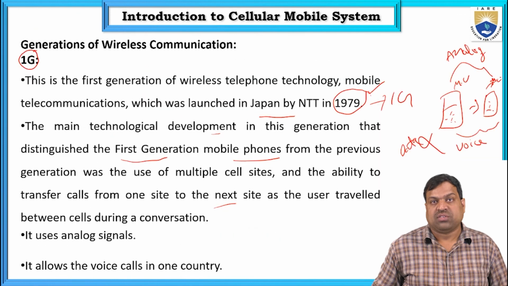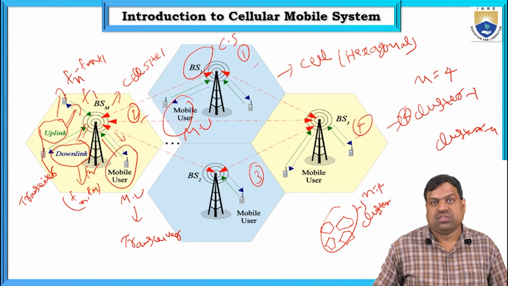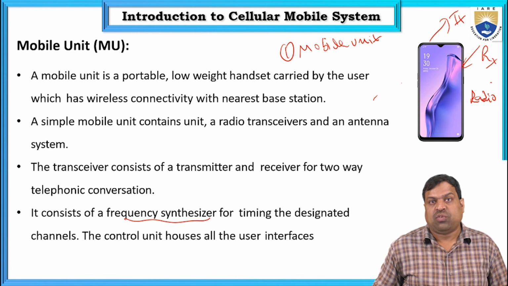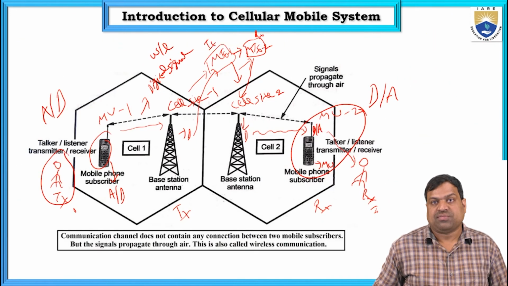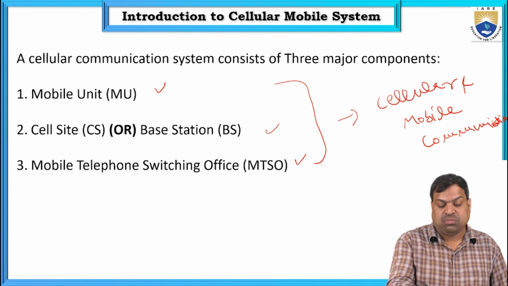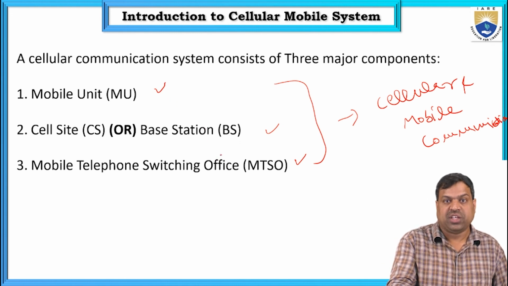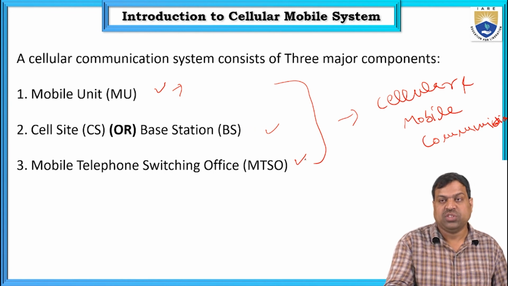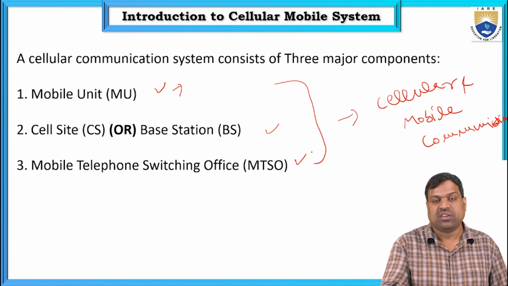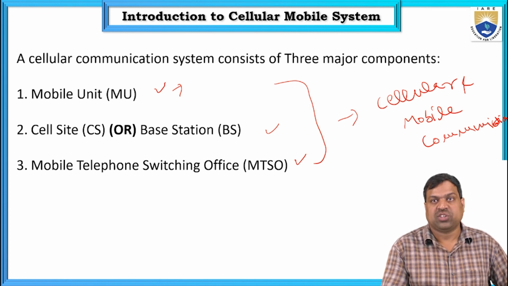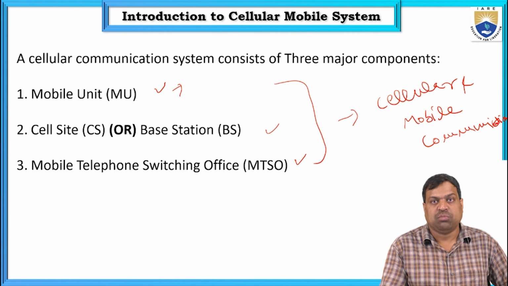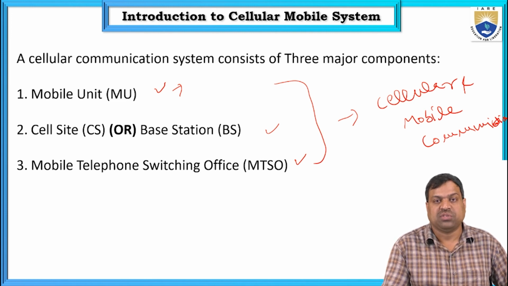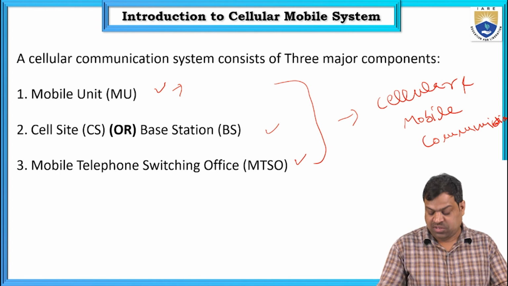In the communication system, the main things are the mobile unit, cell site, and MTSO. Mobile unit means mobile phones, cell site means antennas, and MTSO means call connecting, call diverting, call disconnecting, call recording, and billing. All those things are under MTSO. So the major components of the mobile communication system are the mobile unit, cell site, and mobile telephone switching office. These are the major components of the communication system.